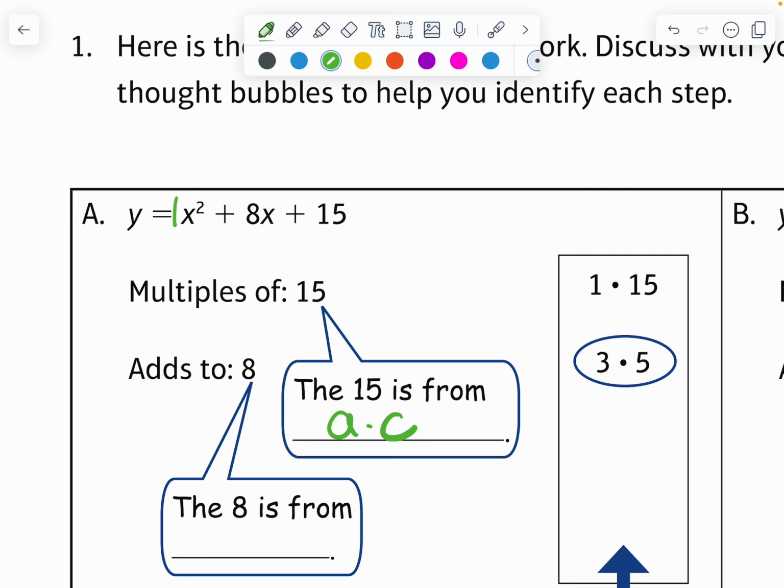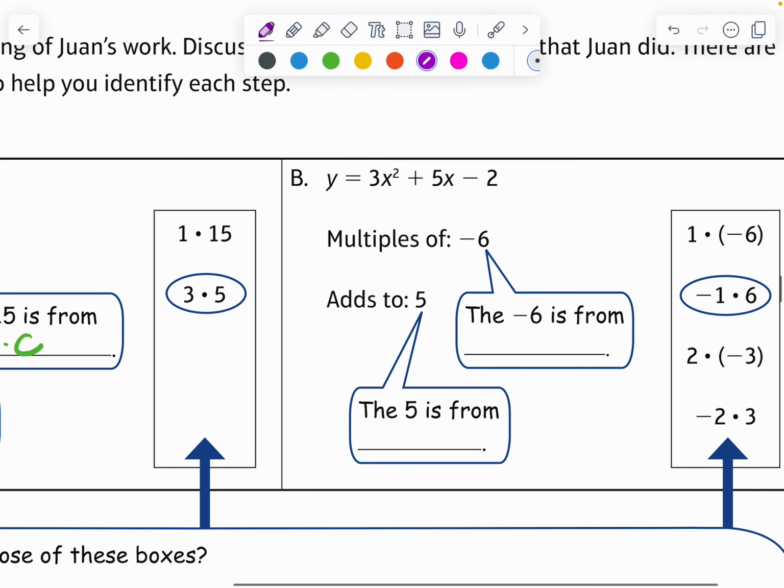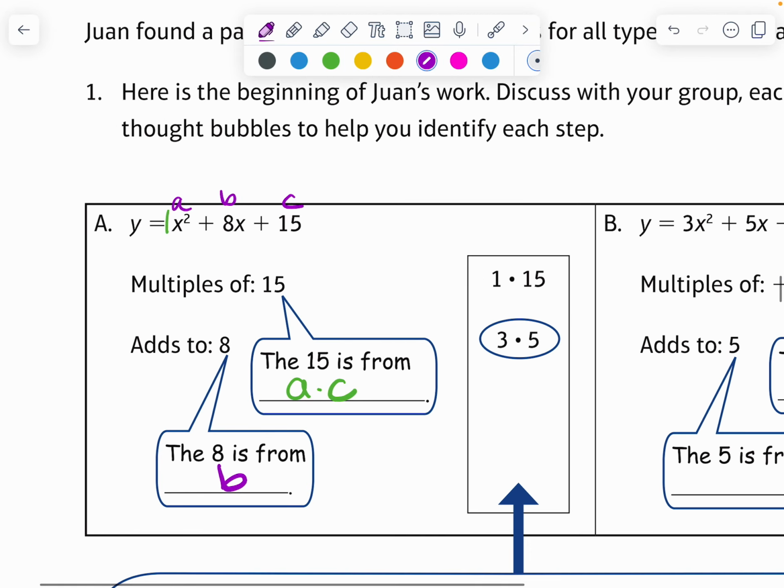And then the middle term is our B term. All right, so I have A, B, and C. Okay, so over here he listed all the factors of 15 he could have. All right, let's look at the next one. He said, let's find some multiples of 15 that add to 8. So that's why he circled 3 times 5. 3 times 5 adds to 8 but multiplies to 15.